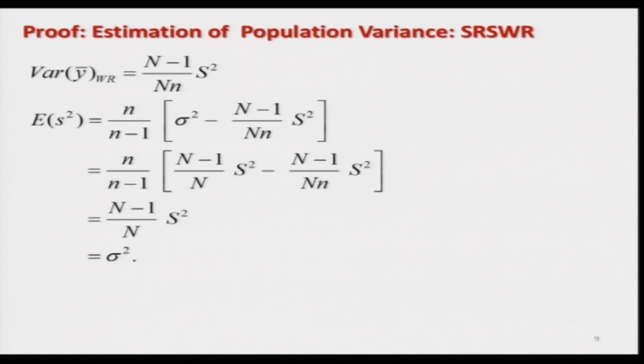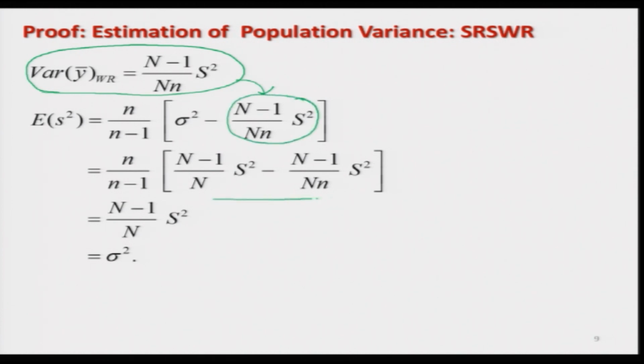Now similarly, in the case of with replacement, the variance of y bar under SRSWR is given by this quantity, (N minus 1) upon N n times S square. I substitute this expression in the expression of the expected value of small s square. If you simplify this, it comes out to be (N minus 1) upon N times S square. So this is nothing but your sigma i square.